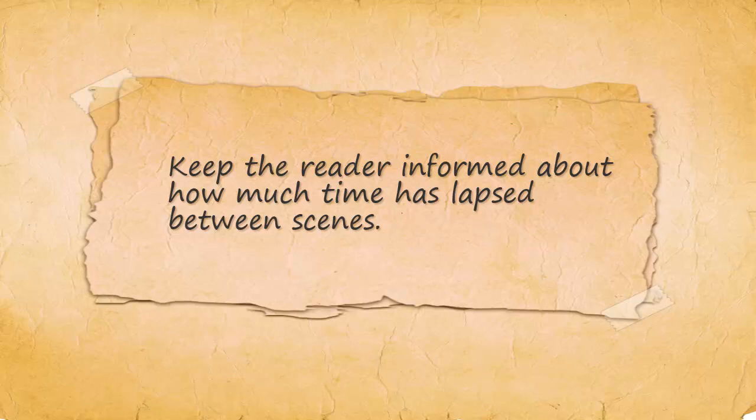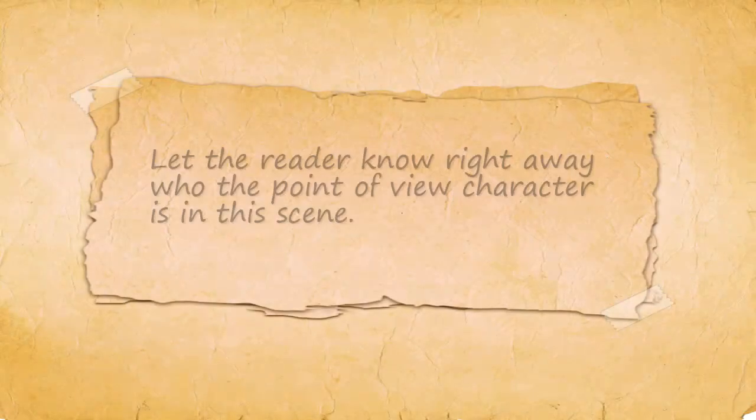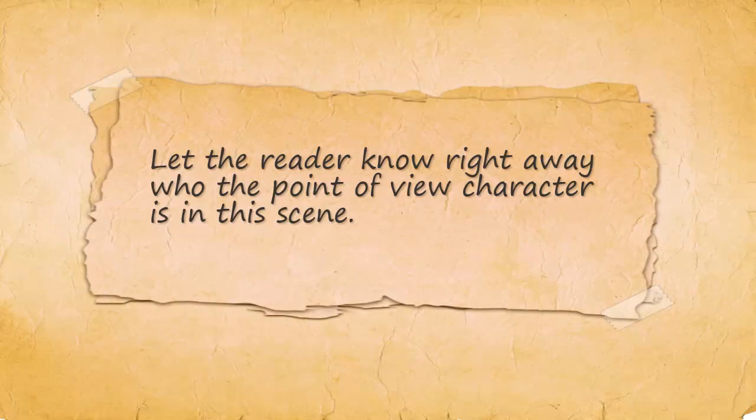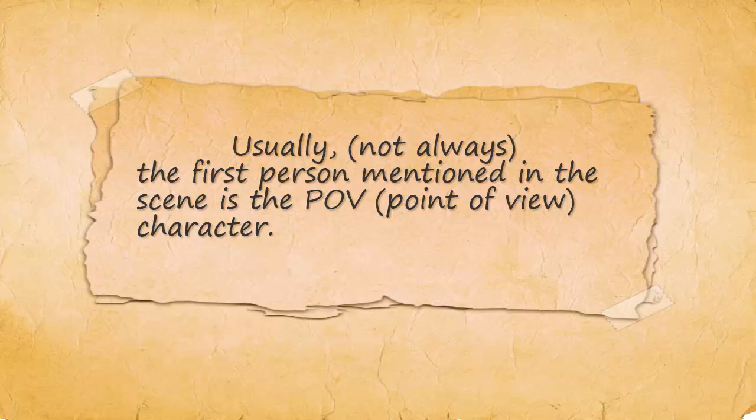Second, we also have to have early in the scene, as early as possible, we have to know who the point of view character is. And typically, the first name or the first person that's mentioned in the scene, the reader expects that to be the point of view character. Now, there could be exceptions to that, but for the most part, that first person that we're introduced to at the outset, we expect to be the point of view character.